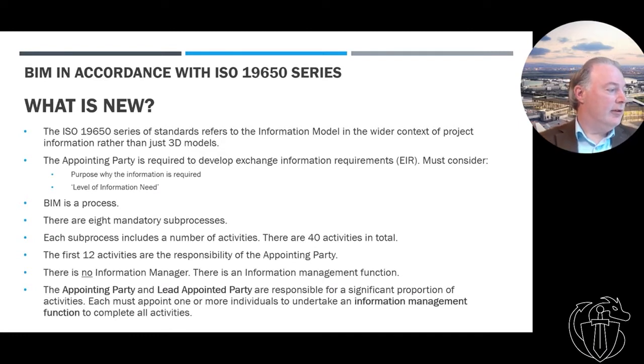So 19650 is a process, and that's what the 19650 sets it out as. There are 8 mandatory sub-processes, and then within those, there are 40 activities. So those are 40 things you must do, and all of them are mandatory, none of them are optional, and the first 12 activities are the responsibility of the appointing party. The lesson here, I suppose, is unless the client actually does the first 12 activities under 19650, it's very difficult to do the rest.